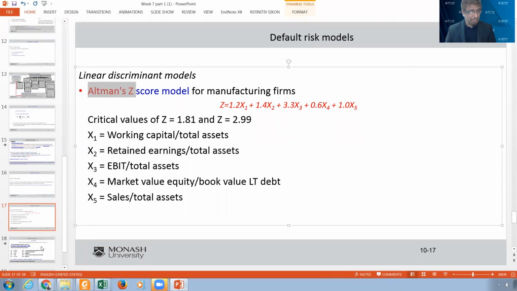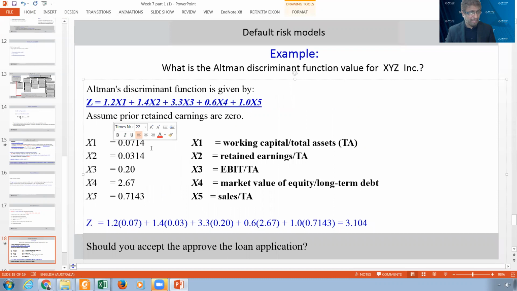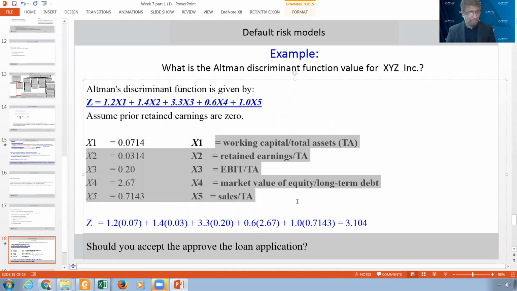So let me take an example, and I take this example also in the tutorial. If you have this data and you calculate the X1, I don't have the data, I think in the tutorial you have this data. So we calculate X1 like this, X2, X3, X4, and you always have this formula. So you calculate it and you find it 3.04.